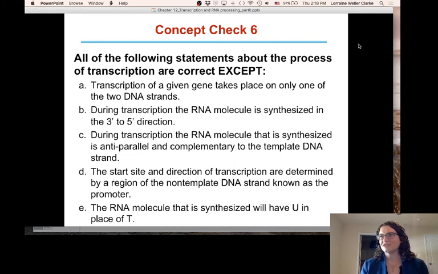Okay, so Mavis says, unsurely, A. So the key is you think this is incorrect. Aha! There you go. It can't be B, says Rana. Right, so we can eliminate some. Rana's going by elimination here, okay? The RNA molecule has a U, therefore it's not E. We just talked about the promoter. This is correct. The RNA molecule has to be anti-parallel and complementary to the template DNA strand.